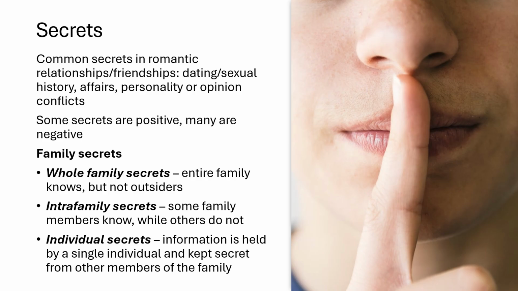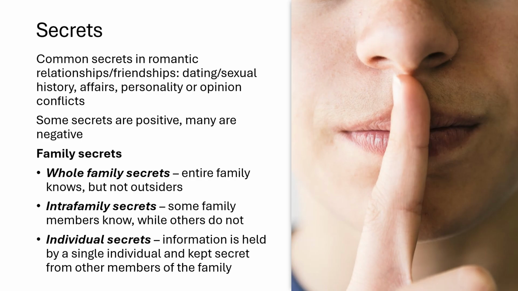Relationship troubles. So if you and your partner are having a problem, this might be something that you talk about with your siblings, but maybe not your parents. So those kinds of things are known to some members of the family, but not known to others. And then we also have individual secrets.